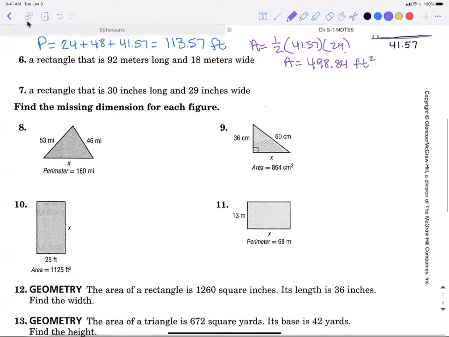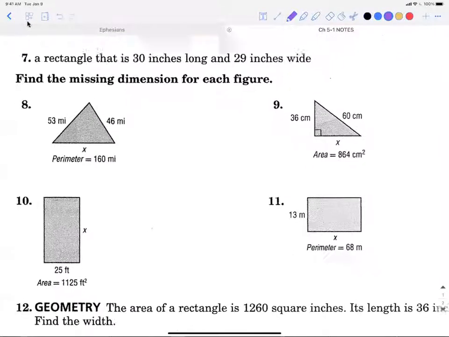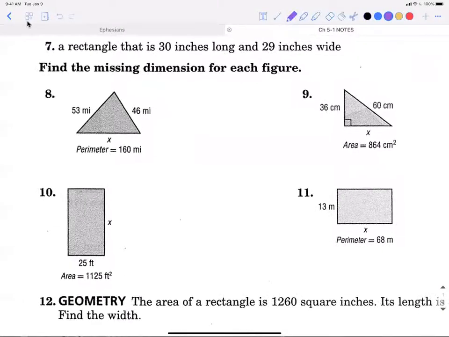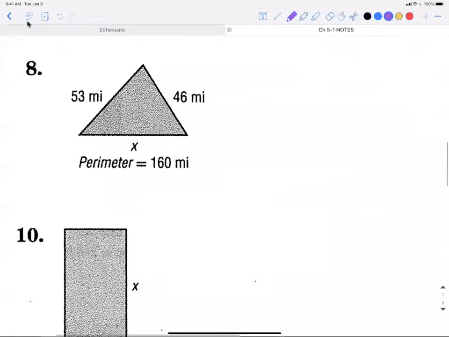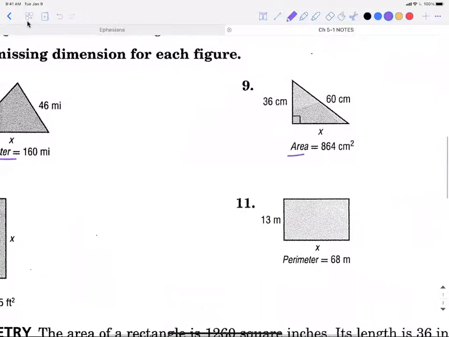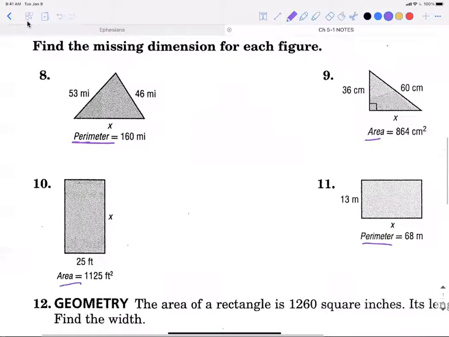All right. So what if we're missing something? You do have ones like this on your homework. Find the missing dimension for each figure. Well, if you look at number 8 here, it tells you perimeter. So it tells you what you're dealing with. Notice in this one, it tells you area, perimeter, area. So it tells you what it wants you to find.